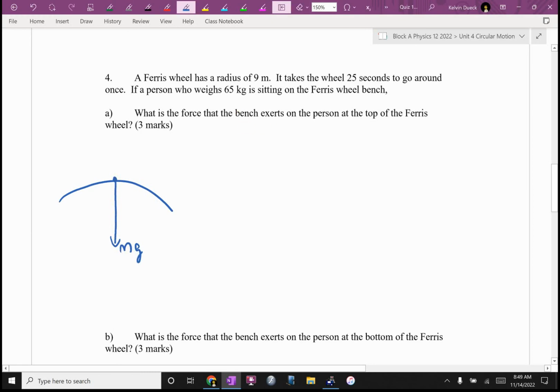Lena, what's that code for? Which force am I asking you to find when I say the force that the bench or chair exerts? Normal force. Which way is the normal force? It's always going to be which way your head is pointing. In a Ferris wheel, you're sitting like that, and so your head is pointing up. And so the normal force is going to be pointing upwards. Bigger, smaller, or the same size as mg? And how do I know?